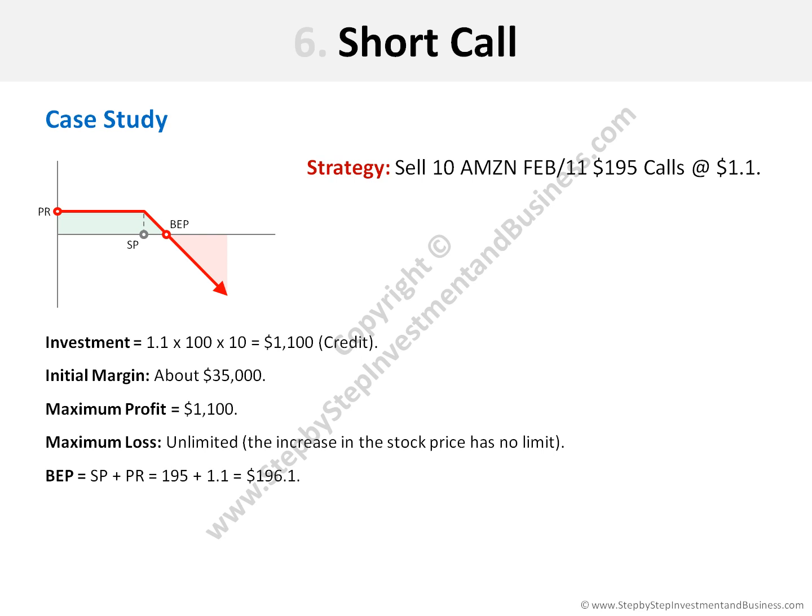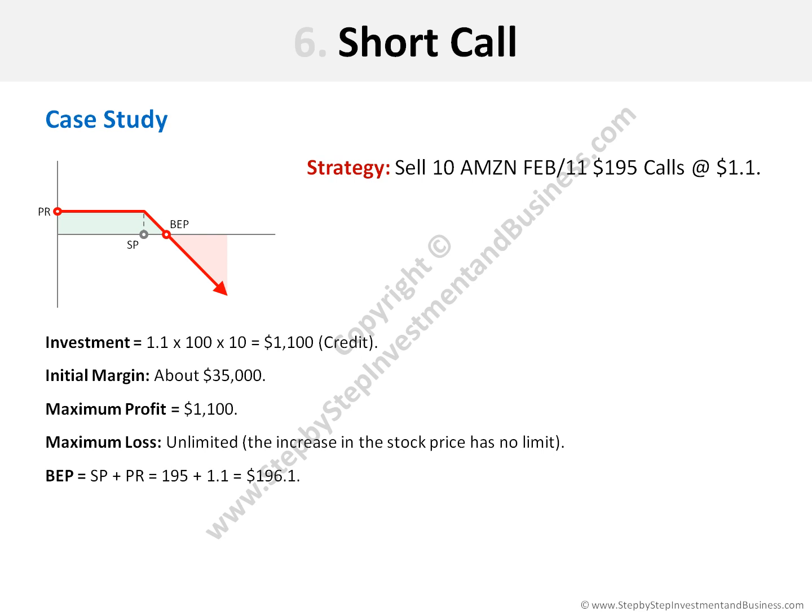This money is credited to our account. The initial margin depends on the broker. In this case, it would have been about $35,000. Actually a very high value. That is why sometimes the amount of margin can be so large that it makes the trade unprofitable. This could be the case.